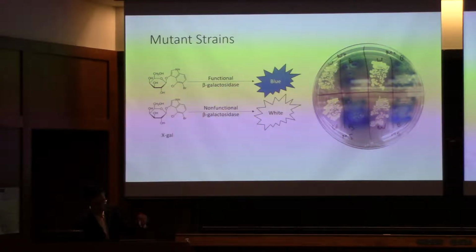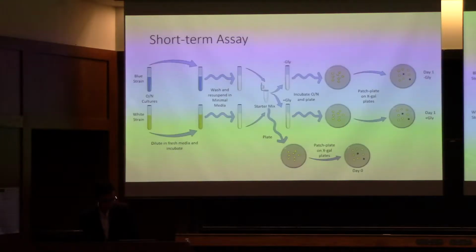That's the only difference between the strains: one can break down X-gal to give a blue color, and one cannot. For the assays, I typically mix 1 blue and 1 white strain together and culture them overnight, either in the presence or absence of glycine. I would plate the starter culture and also patch plate on X-gal plates. That's something I'll go over later.